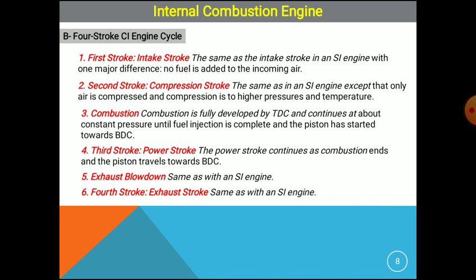Exhaust blowdown is the same as we have seen in the earlier case of the SI engine. The fourth stroke, that is the exhaust stroke, is again the same as with an SI engine. So we have seen the four-stroke SI and the four-stroke CI engine cycles here.